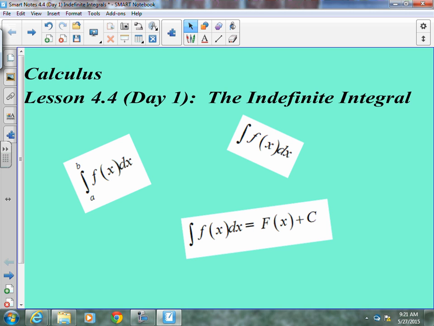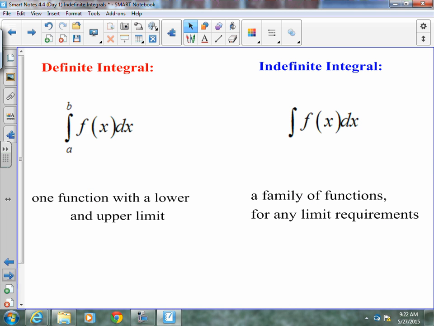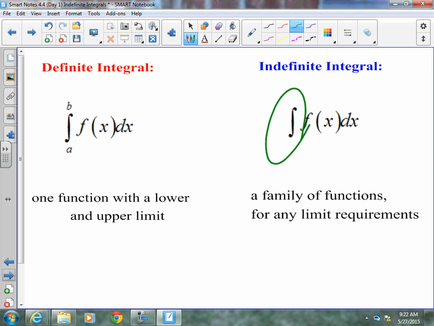We've already discussed definite integrals. Today we're going to discuss indefinite integrals. The difference is that a definite integral, which we've talked about so far, has limits of integration. It has endpoints, an upper and a lower limit. An indefinite integral is for a family of functions for any limit requirement. You'll notice no a and b value, where a definite integral has an a and b value.